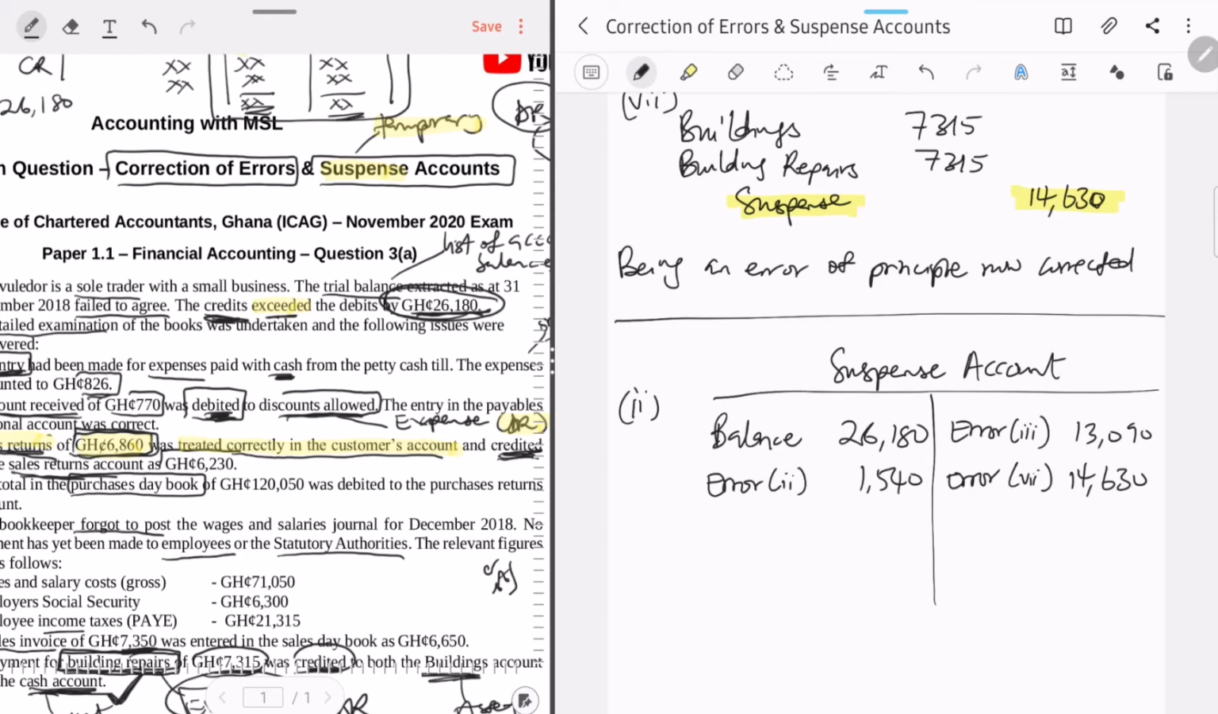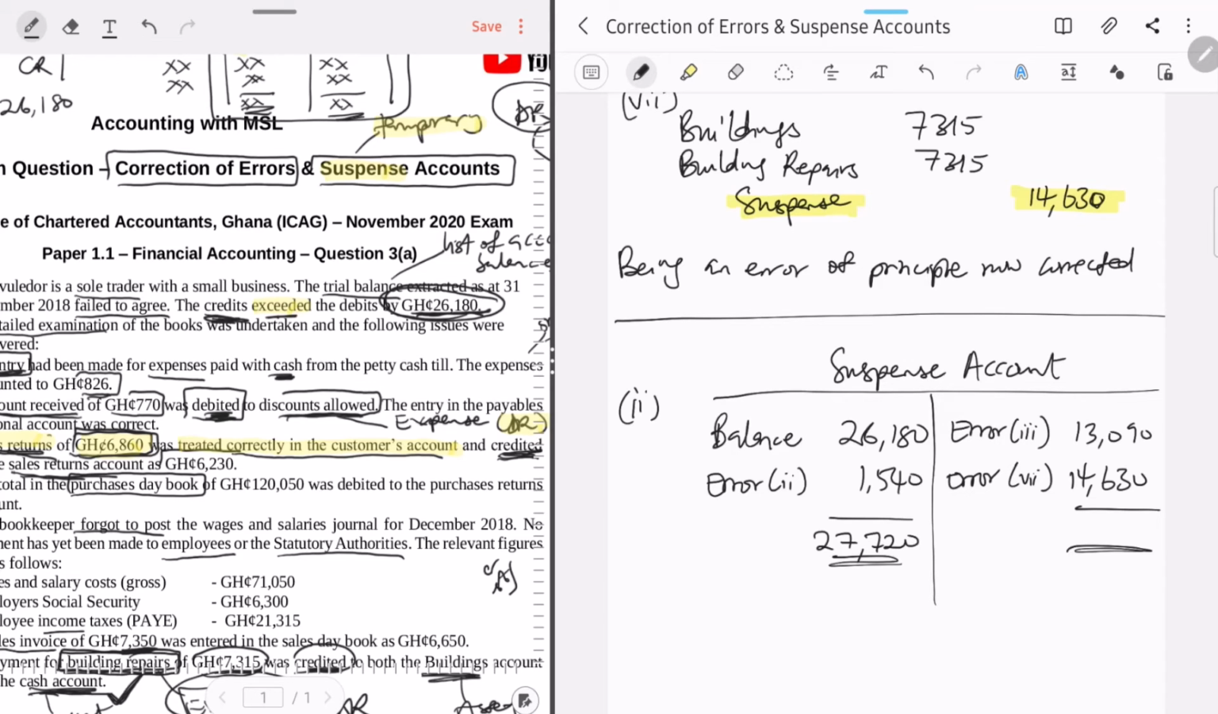Okay, now we are done. I don't see anything else in the question. When we sum the debit and the credit side, it should be equal. If it's not, we are wrong and we will both be in trouble. So let's sum them carefully. On the debit side, we have 26,180 plus 1540. What does that give you? It gives you 27,720. How about the credit side?